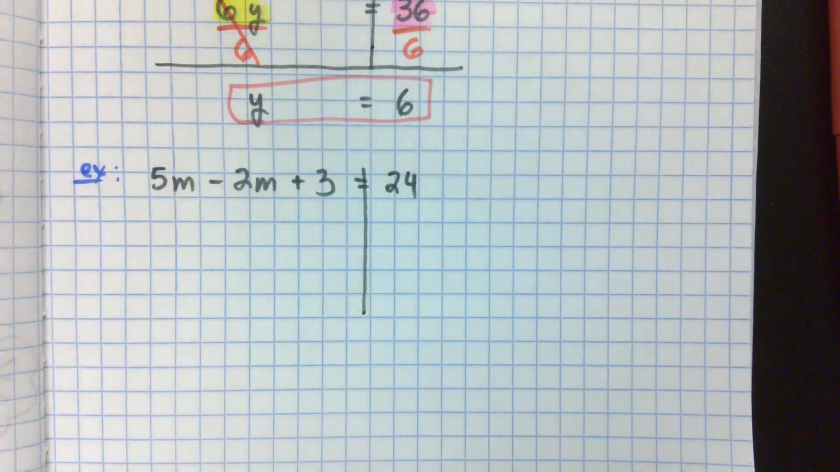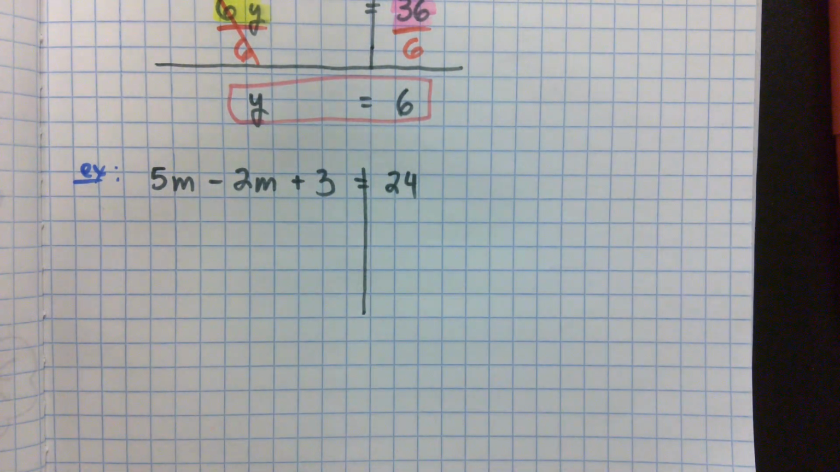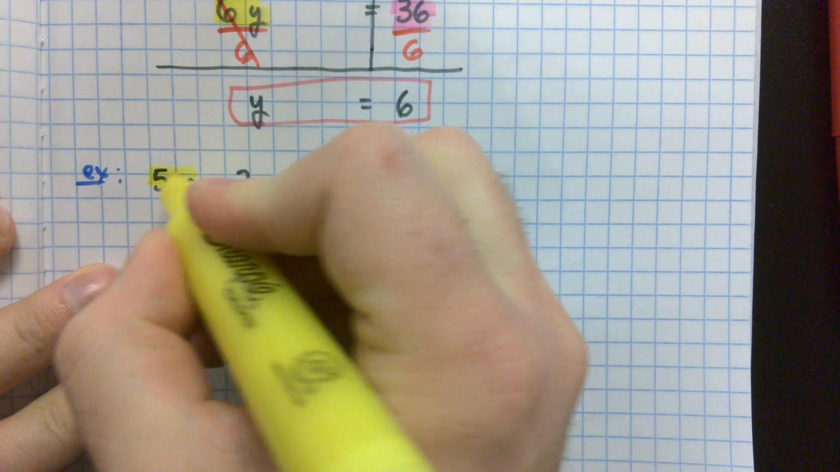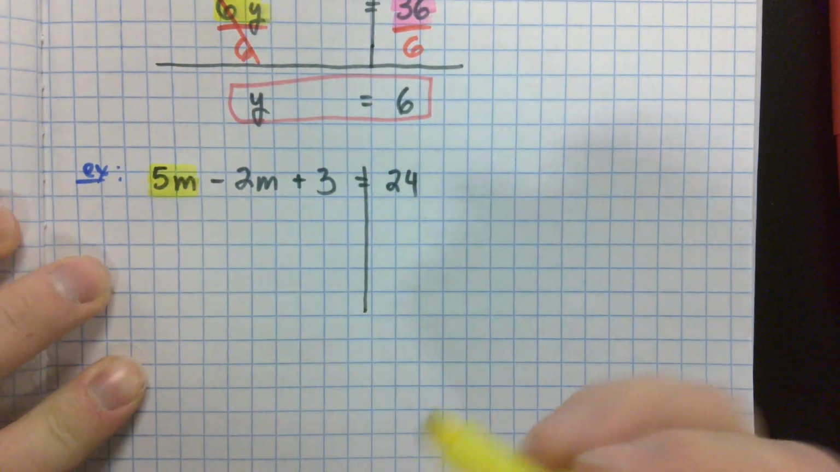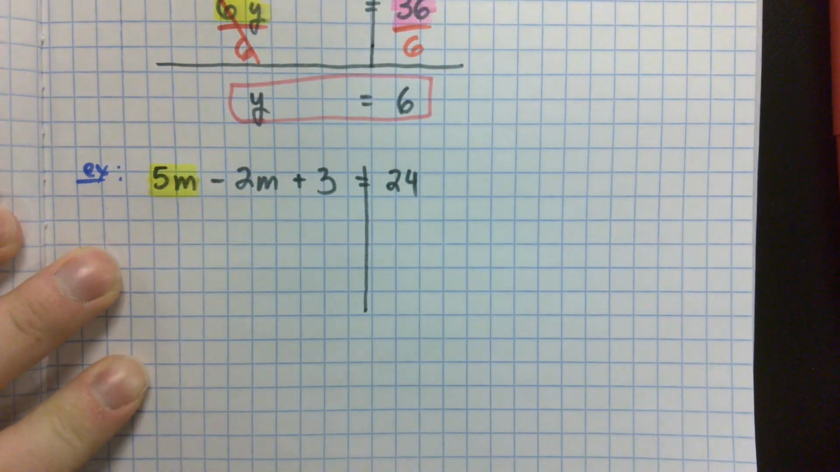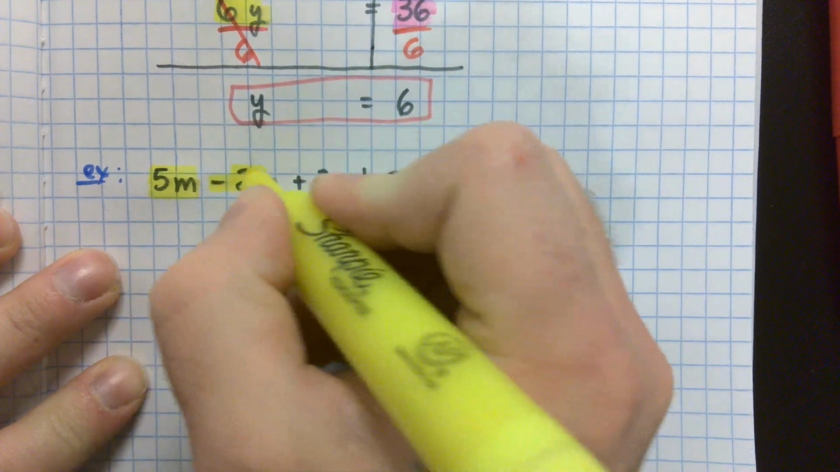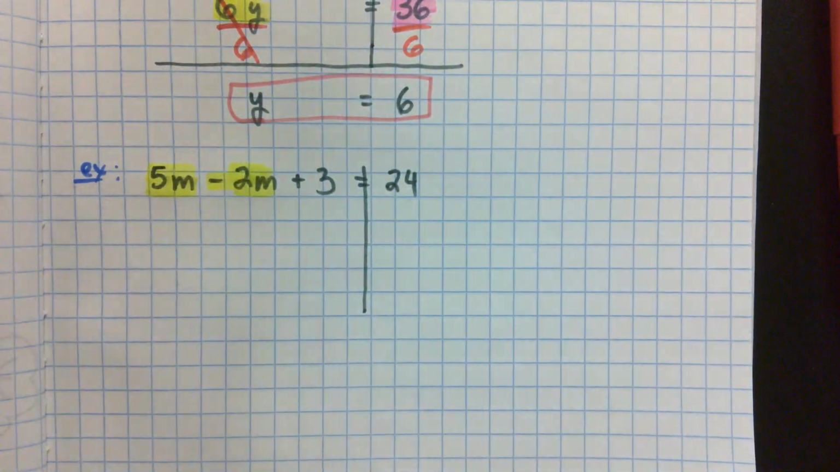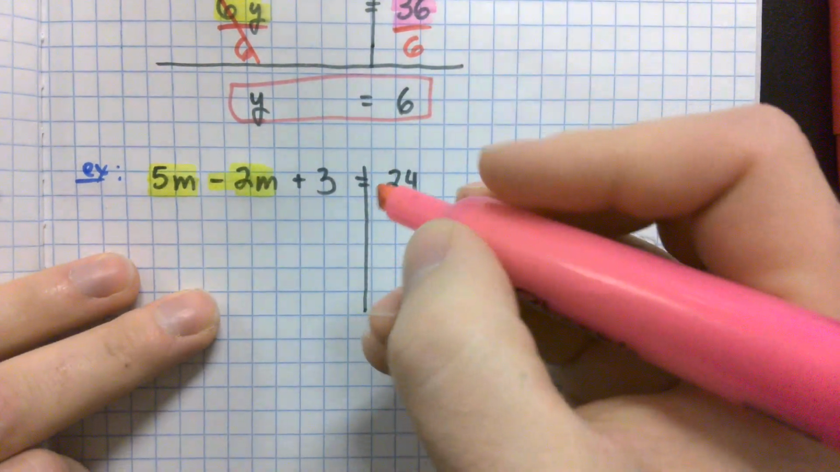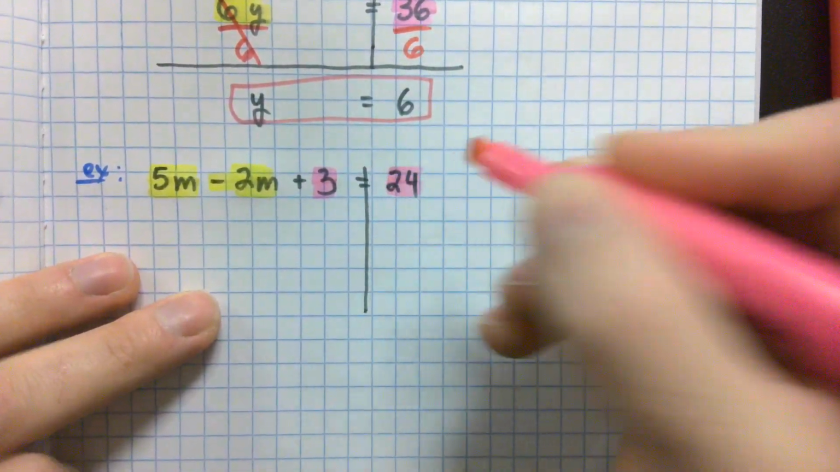After we draw that line, we got to figure out what we're working with. That's where our highlighters are going to come in. What are my variable terms here? 5m. Does 3 have a variable on it? No. But what does? Negative 2m. What are my constant terms? 3 and 24.